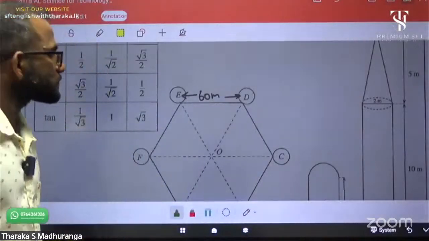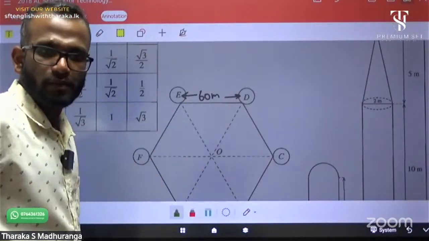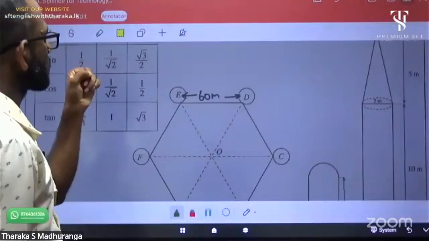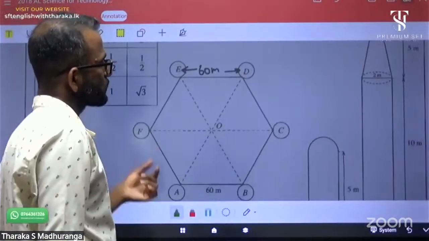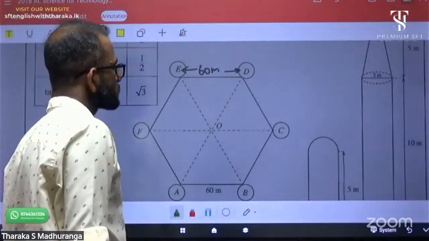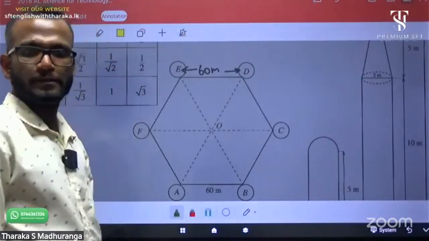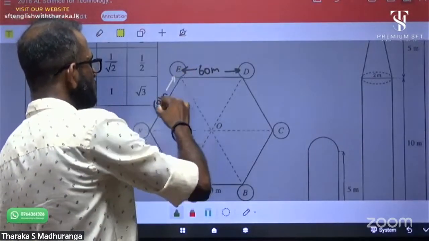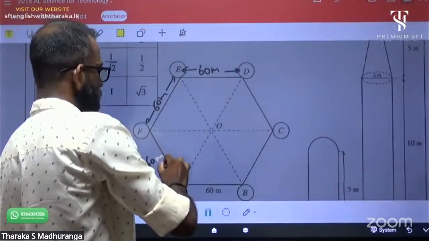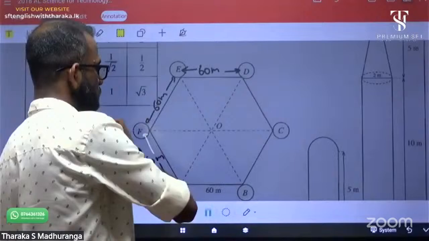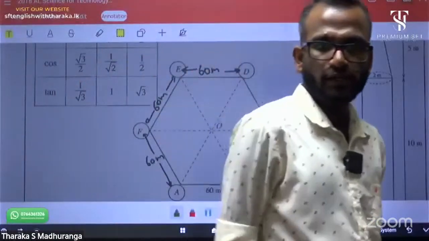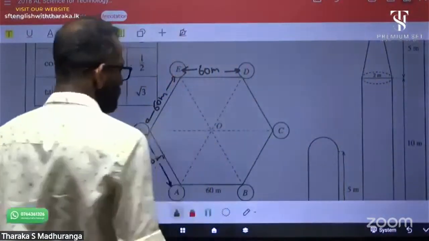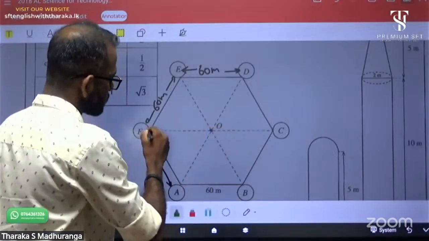What's the FO? Okay, each side is 60 meters, right? Each side 60 meters. I want the FO length, from F to O. This point to this point.